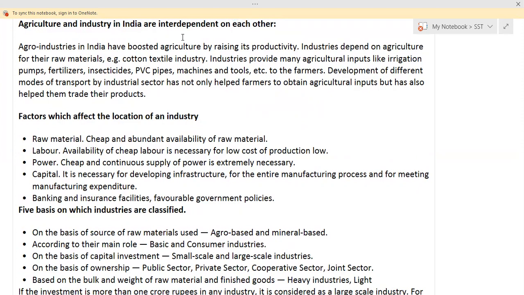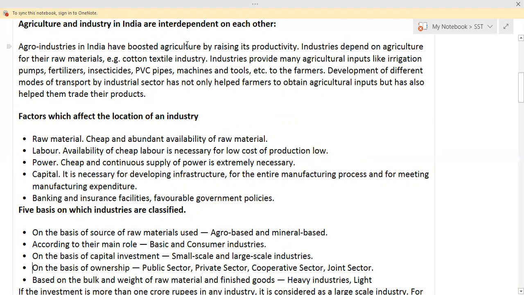Industries provide many agricultural inputs like irrigation pumps, fertilizers, insecticides, PVC pipes, machines, tools, etc. for farmers. Development of different modes of transport by the industrial sector has not only helped farmers to obtain agricultural inputs but also to trade their products.